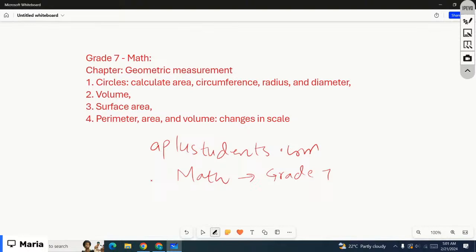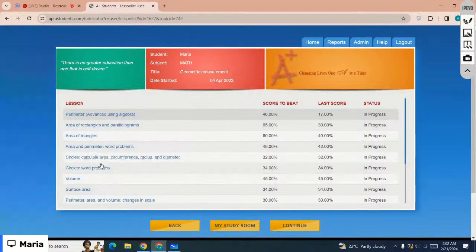And the lessons we're going to cover today are circles, calculate area, circumference, radius and diameter, volume, surface area, and perimeter, area and volume changes in scale. So please make sure you have your notebook and pencil so that you can note down the important examples and definitions as well, right? So let's just start with the first lesson, that is circles, calculate area, circumference and diameter.